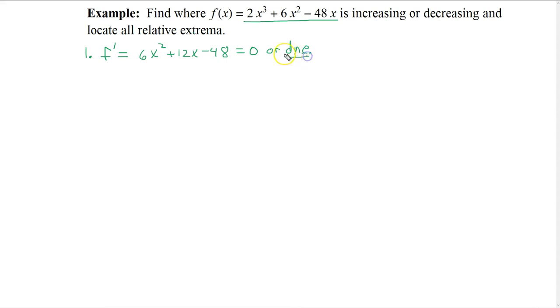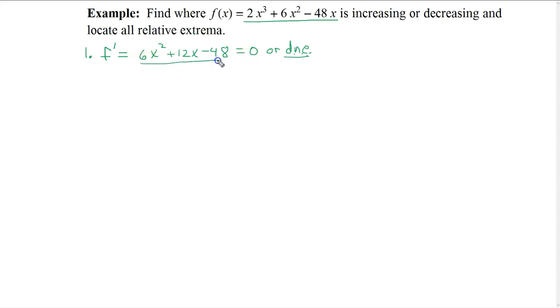Now, for this example, we're not going to have to worry about the derivative not existing, because this is a polynomial, which of course exists everywhere. If it were a rational function, we would have to worry about where the denominator is equal to 0. That's where our derivative would not exist. So we just need to set this equal to 0 and solve for x.